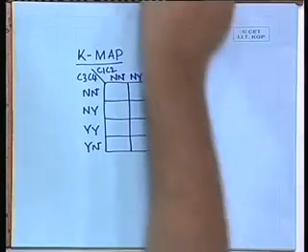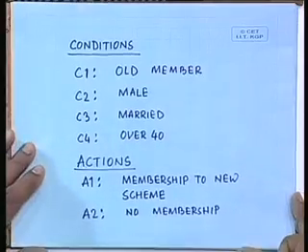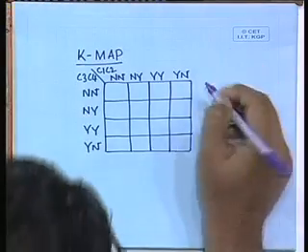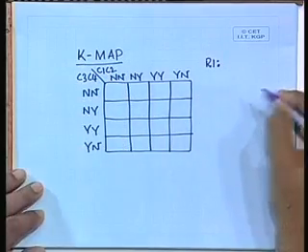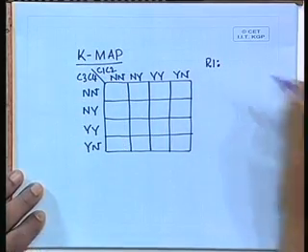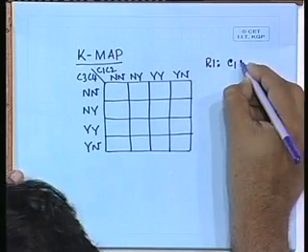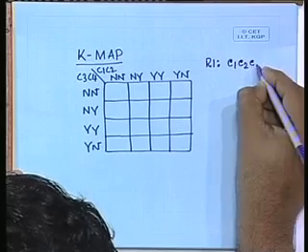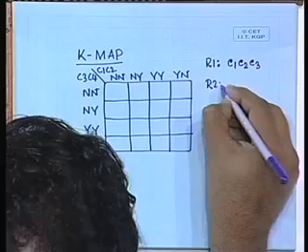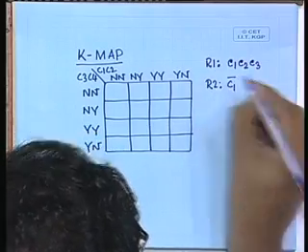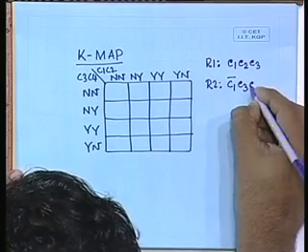So, we have to draw this KMap, and if you really put these rules here, then let me put it in here. Rule 1: an old member, male and married. So, old member is C1, male is C2, C3. This is rule 1. Rule 2: not an old member, C1 bar, married, that is C3, over 40, C4.